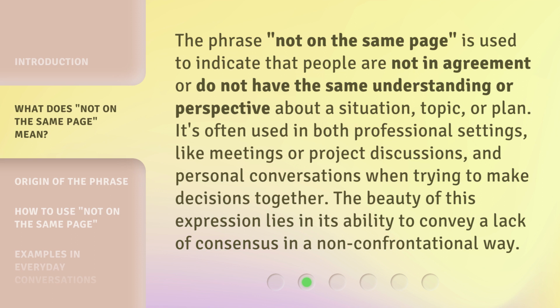The phrase, not on the same page, is used to indicate that people are not in agreement or do not have the same understanding or perspective about a situation, topic, or plan. It's often used in both professional settings, like meetings or project discussions, and personal conversations when trying to make decisions together. The beauty of this expression lies in its ability to convey a lack of consensus in a non-confrontational way.